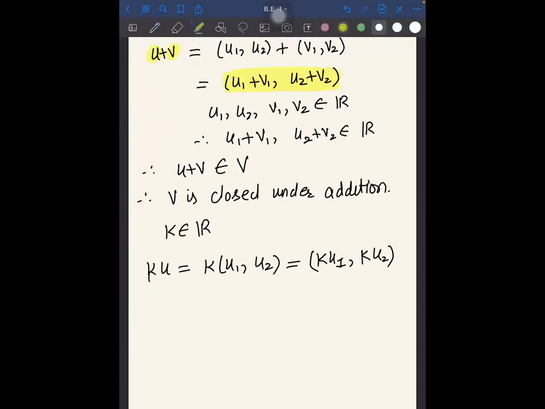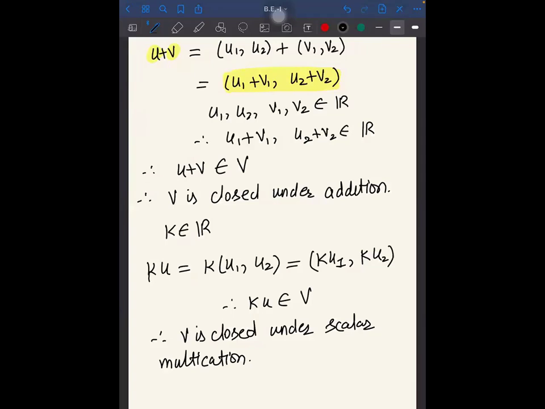Now where does this go? We can check: it is inside V. Therefore KU should also belong to V. So V is closed under scalar multiplication. We'll be proving the 8 properties and showing in our upcoming lecture that this is going to be a vector space.